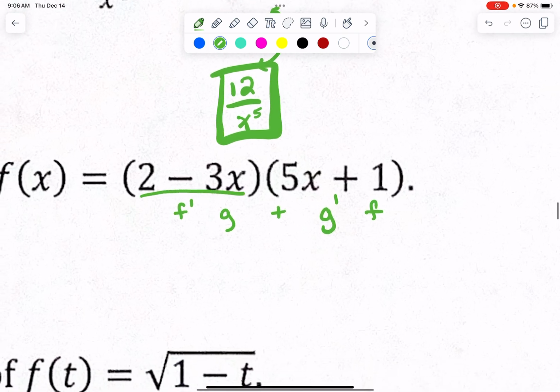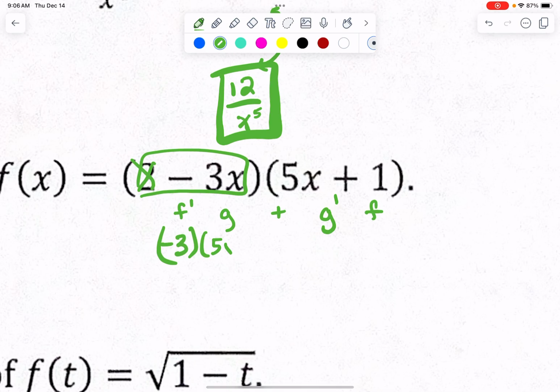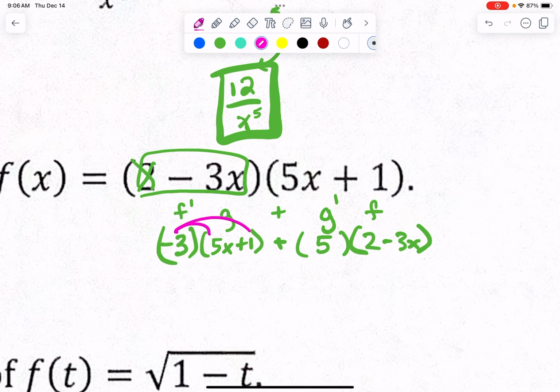So this is my f, and his derivative, the 2 goes away, so his derivative is just negative 3. g is that whole thing, plus g prime, the derivative of that. Hey, this is going to come out nice. Derivative of that is just 5 times 2 minus 3x. Okay, then I'm going to distribute him through. So negative 15x minus 3. I'm going to distribute him through. So plus 10 minus 15x.